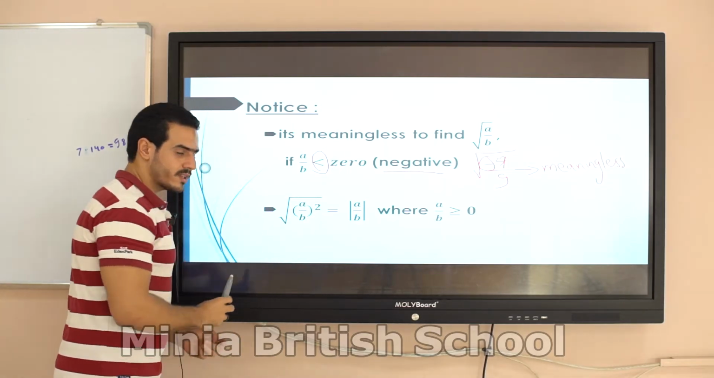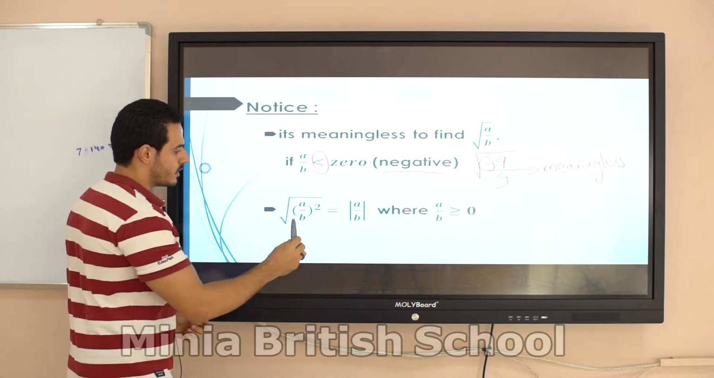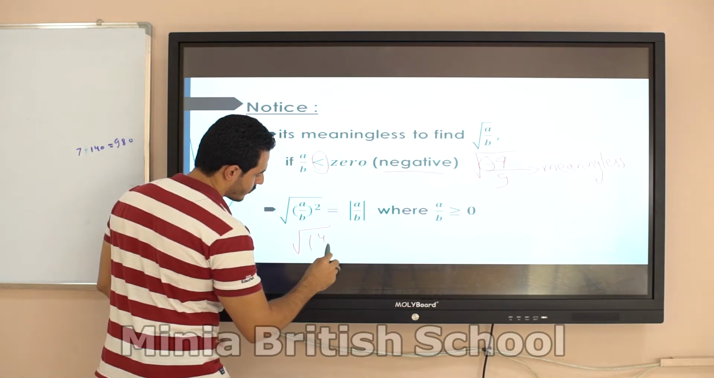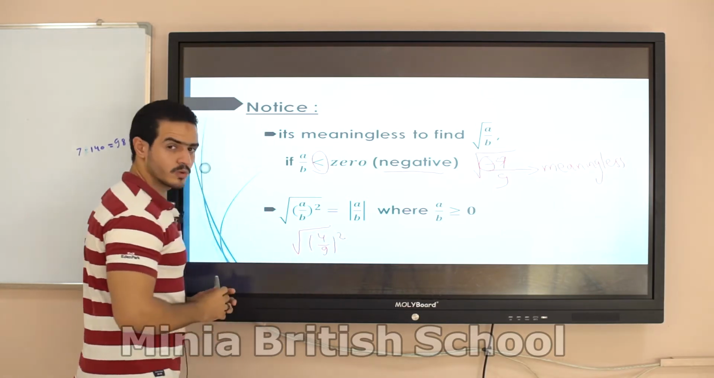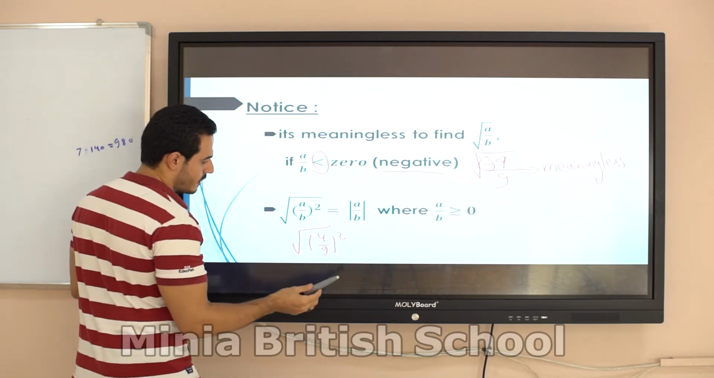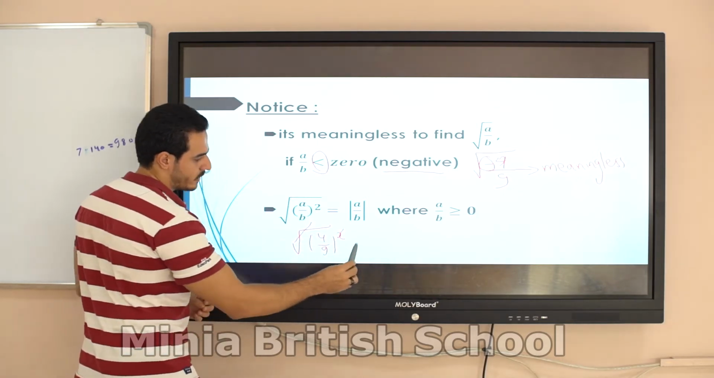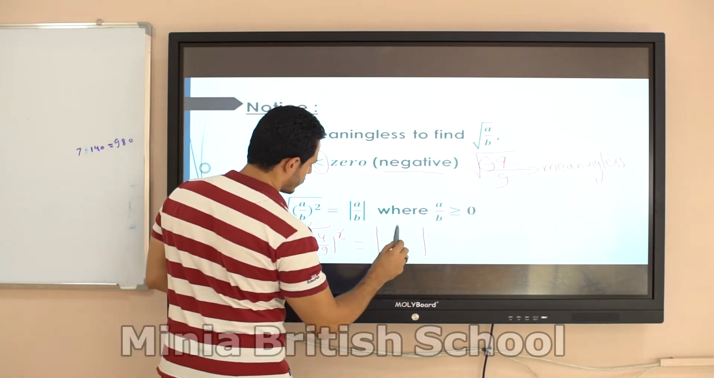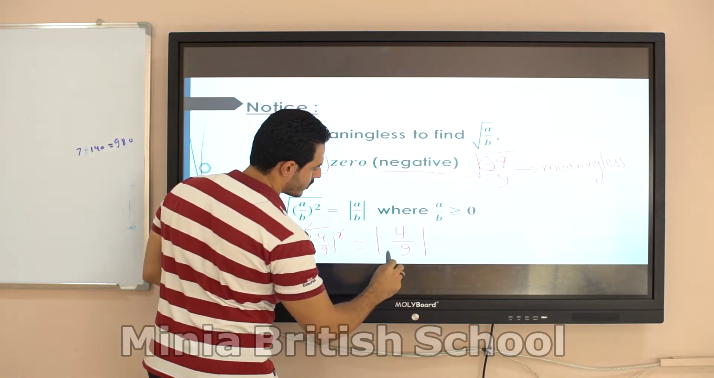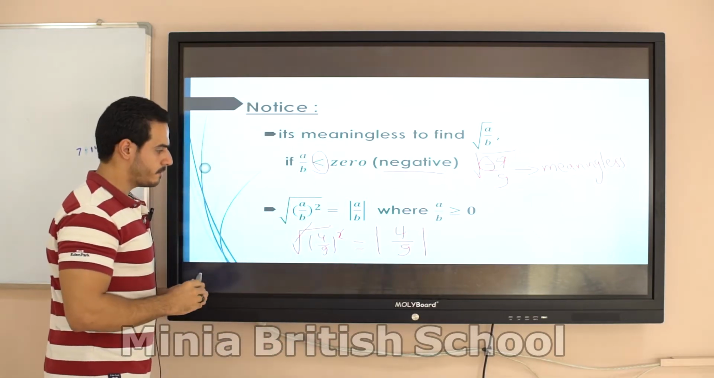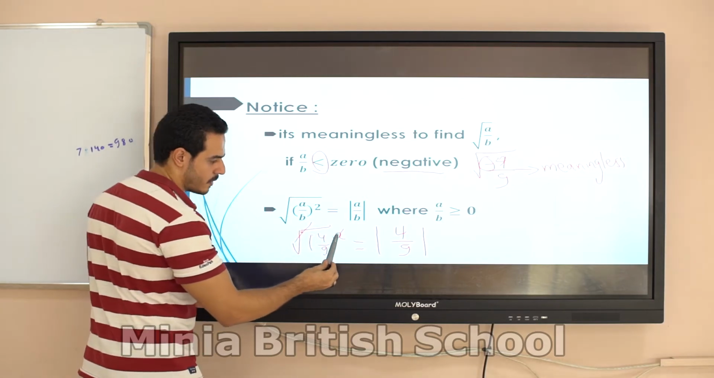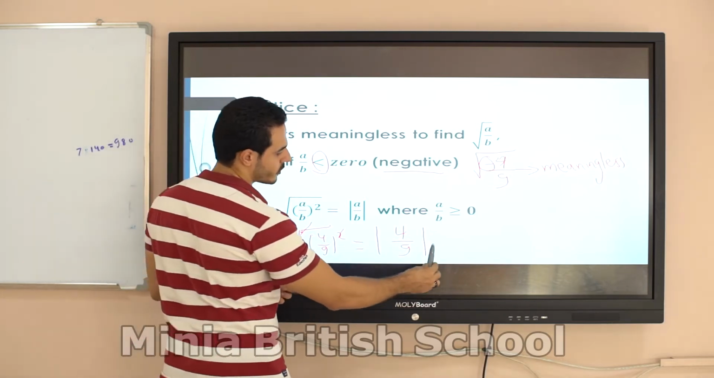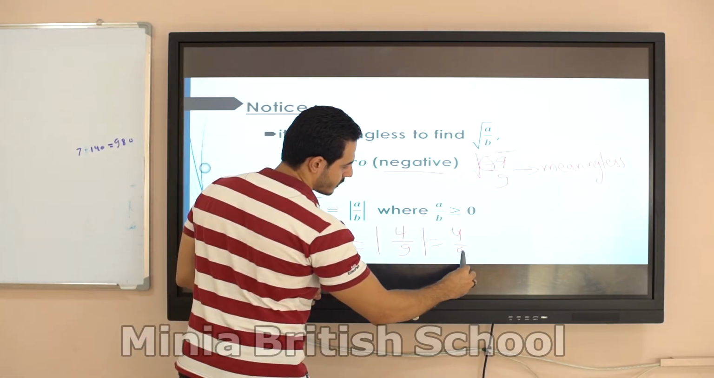If I have square root of a over b all power 2, like this, 4 over 9, all power 2. What does this mean? Square root cancels power 2, and write instead of them absolute value of 4 over 9. Again, square root cancels power 2, and write instead of them absolute value. Absolute value of 4 over 9 is 4 over 9.